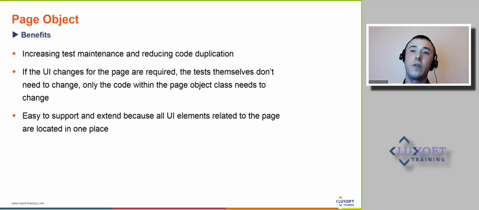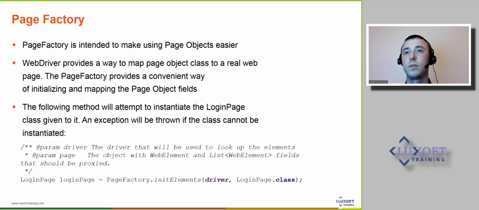Using page object pattern, it's easy to support and extend our classes because all our URL elements, selectors related to the page are located in one place. Page factory pattern, this pattern is used with page object to make using it easier.